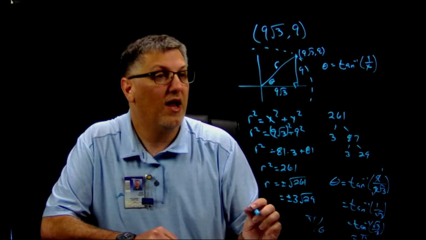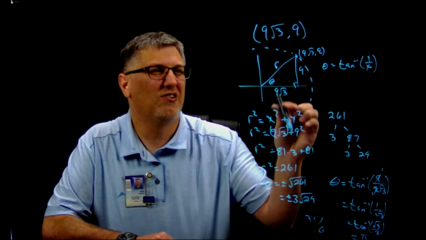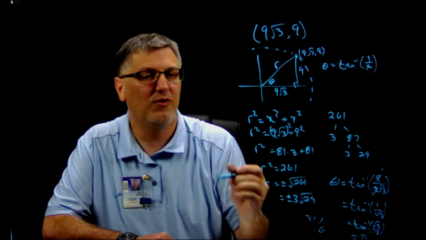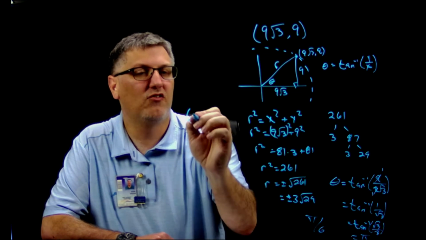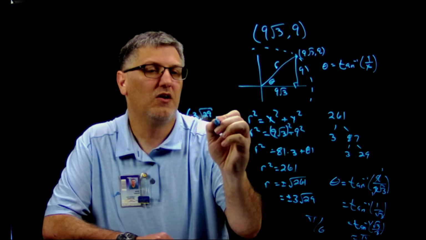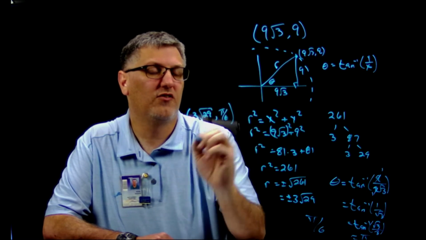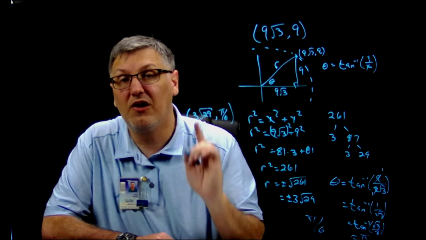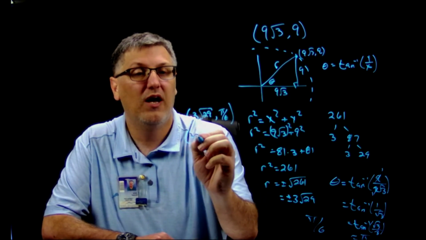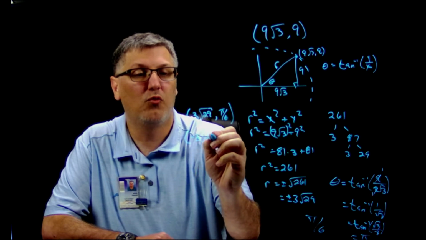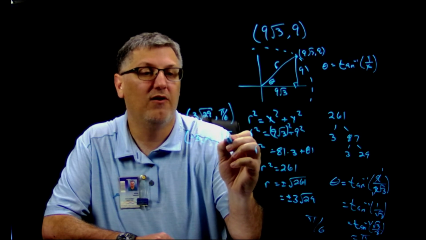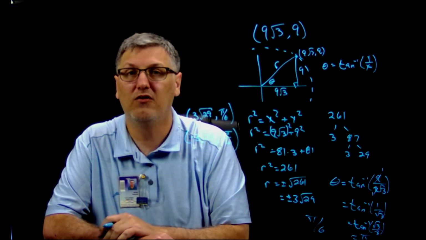So now I have to ask myself, okay, let me just look. This is in quadrant 1. That's pi over 6. So I'm going to use the positive radius. So one of my answers would be 3 square root of 29, comma, pi over 6. Now, I could also go on the other side of the pole and use a negative radius. I would do negative 3 square root of 29, and I would just add pi to the angle. So I would do 7 pi over 6, and there is another coordinate.